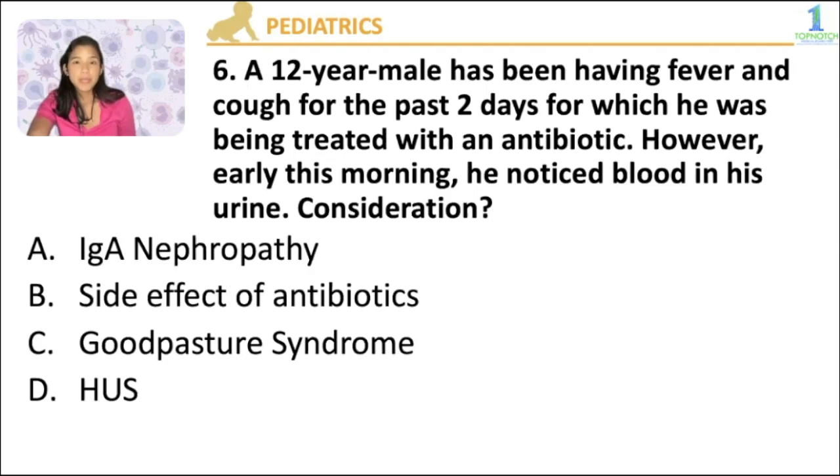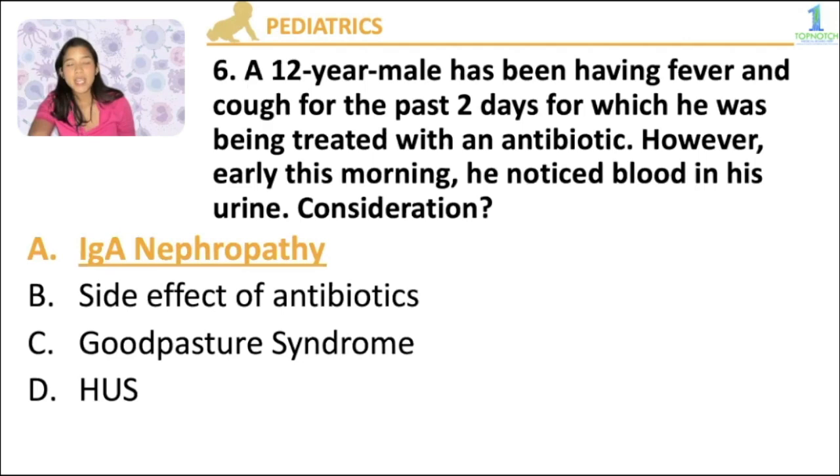A 12-year-old male has been having a fever and a cough for the past 2 days, for which he was being treated with an antibiotic. However, early this morning, he noticed blood in his urine. What is your consideration? Is it IgA nephropathy, side effect of antibiotics, Goodpasture syndrome, or hemolytic uremic syndrome? So our answer here should be IgA nephropathy.